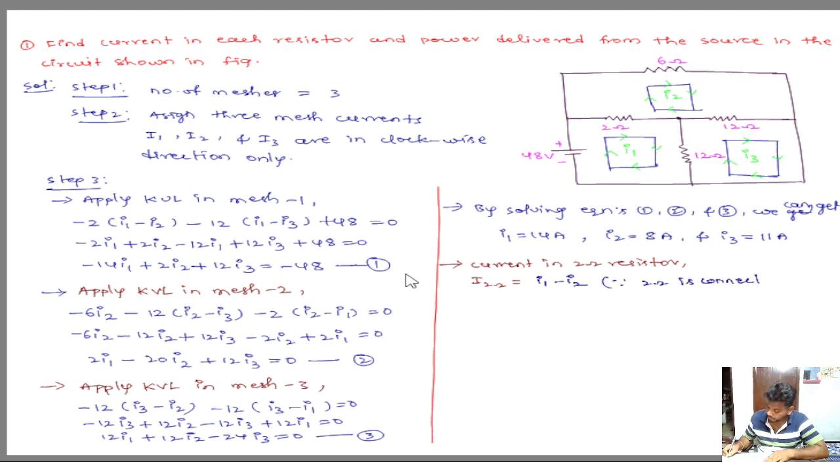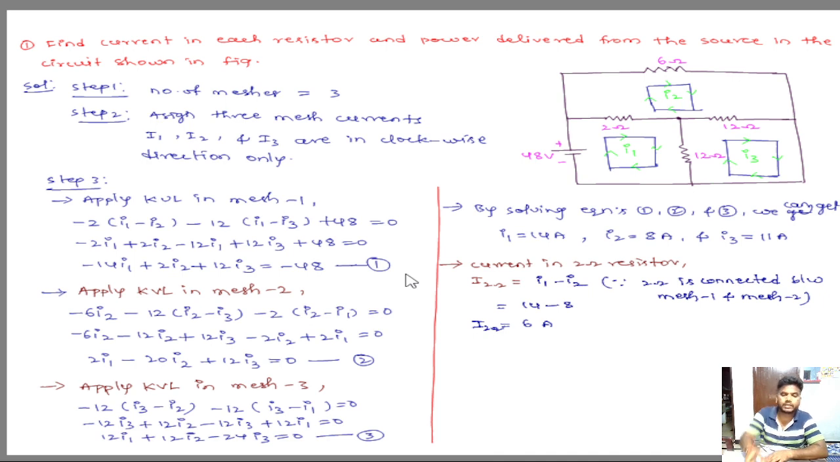Since the 2 ohm is connected between mesh 1 and mesh 2, with I1 being 14 amps and I2 being 8 amps, the current in the 2 ohm resistor is 6 amperes.